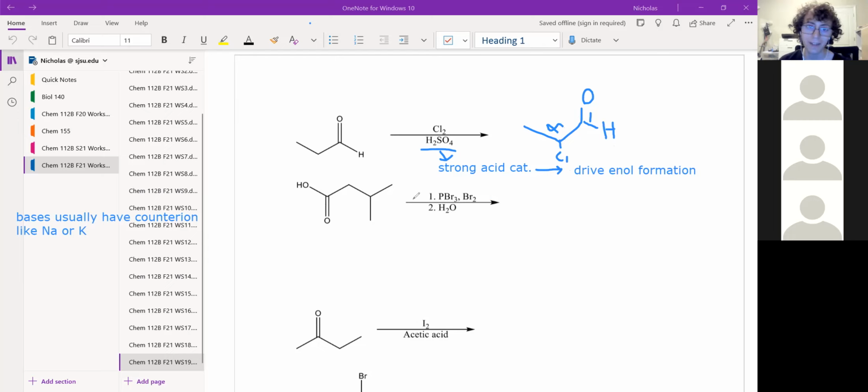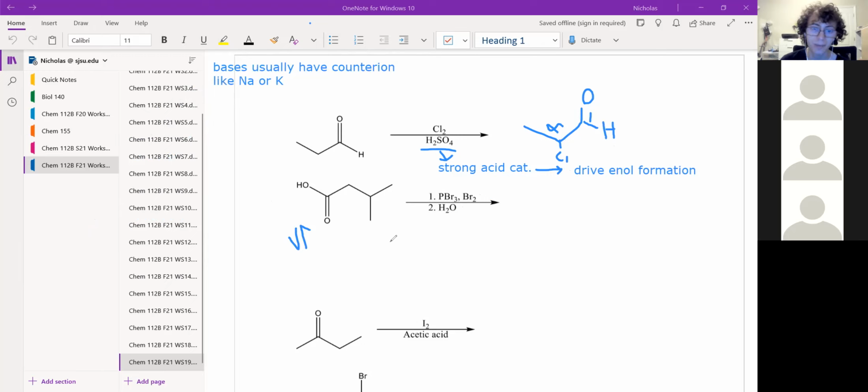This next one is a little different. The end product is going to be basically the same, but the conditions you use have to be like this because it's a carboxylic acid. And I don't know if you have to know all of these details, but I'm going to go over the details of this reaction, and that might help you remember what the end product is. So first, we're adding PBr3. There's also Br2 there, but we'll ignore that for a minute.